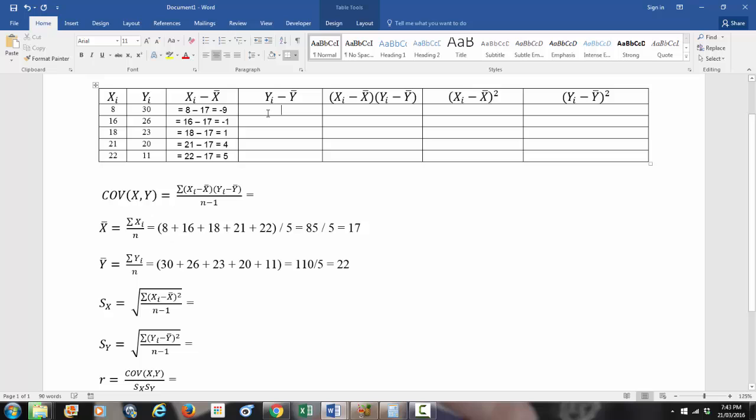So we need to do the same for the y. So for each value within this y column, we're going to subtract away the average for y, or the sample average for y, I should say. So we're going to subtract 22 away from each of the values. So that's equal to 30 minus 22, which is equal to 8. Going down, we have 26 minus 22, which is equal to 4. The next one is 23 minus 22, which is equal to 1. And the next one is 20 minus 22, which is equal to -2. And then lastly, we have 11 minus 22, which is equal to -11.